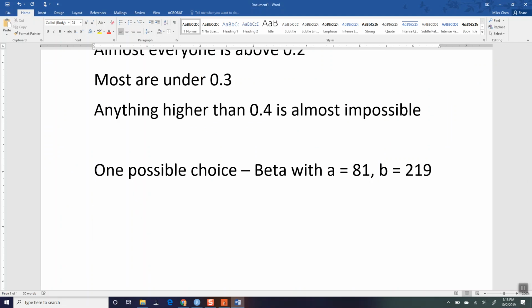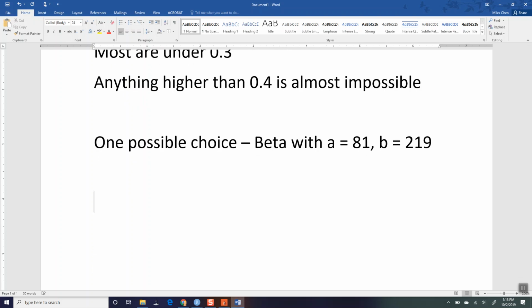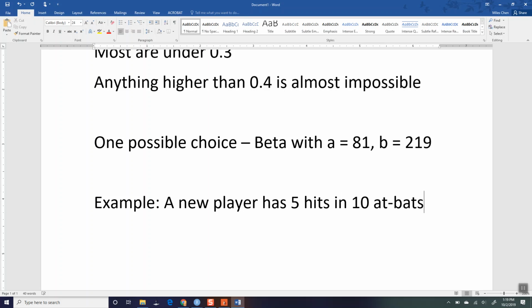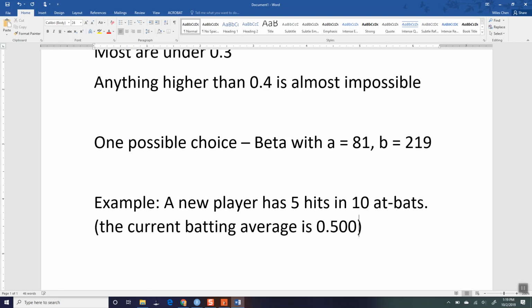One possible choice, beta, with A equals 81 and B equals 219. The example that I used was a new player, like a rookie, shows up, and we've seen the player have 10 at-bats, and he got hits 5 out of the 10 times. A new player has 5 hits in 10 at-bats, so the current batting average is 0.5, or 500.